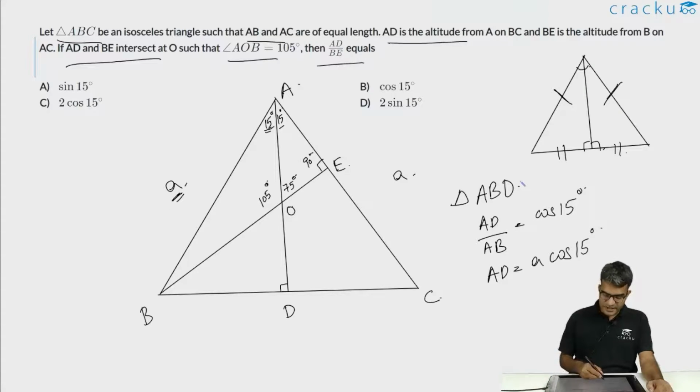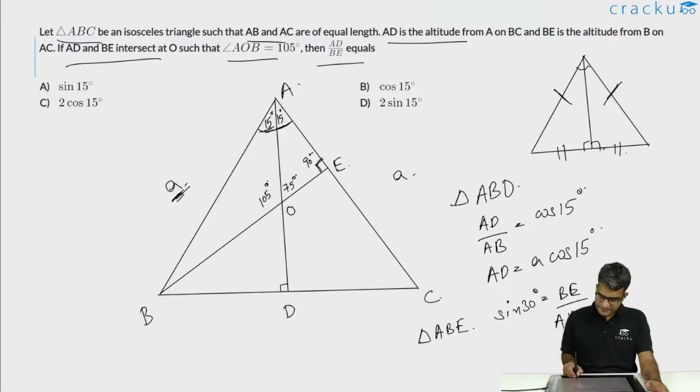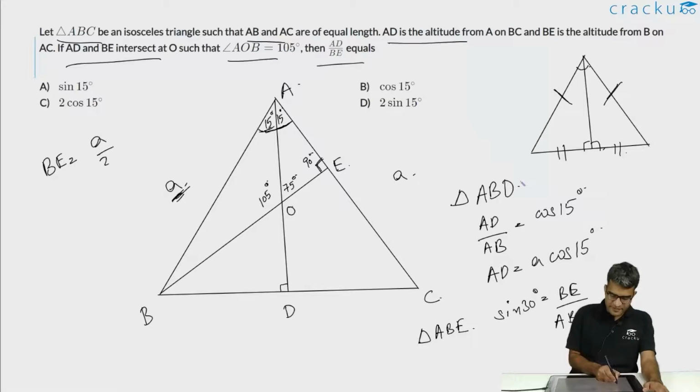Now, if you are looking at triangle ABE, this also is a right angle triangle. Here also the hypotenuse is AB. Now, if you are looking at the angle opposite this entire angle, which is 30 degrees, sine 30 degrees is equal to BE divided by AB, or the value of BE is equal to small a divided by 2.